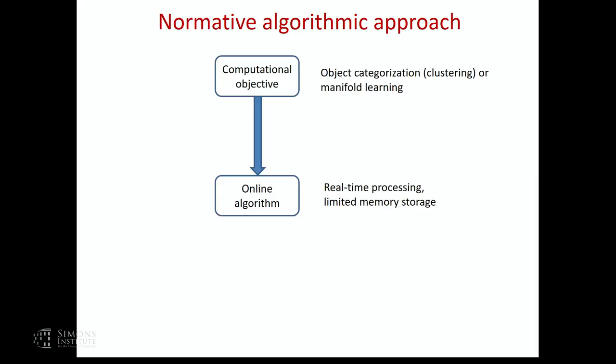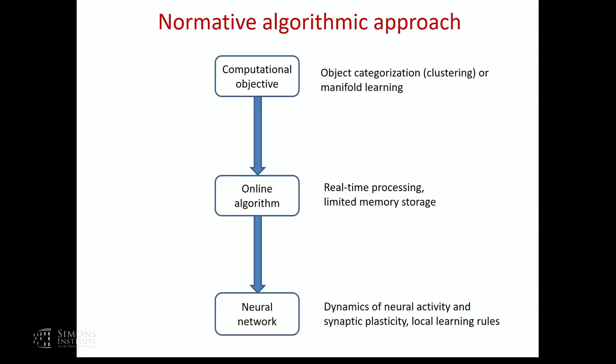So the goal is to derive an online algorithm and then to map that algorithm onto a neural network. In some sense, to derive a neural network architecture whose dynamics, both neural activity dynamics and synaptic plasticity, will carry out the steps of the online algorithm.